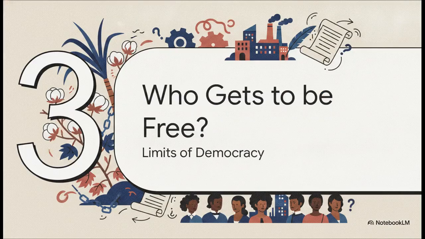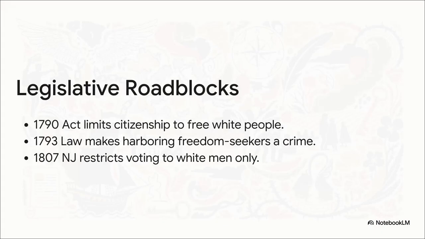Section 3. Who gets to be free? The limits of early democracy. Now, as the South expanded its slave economy at this dizzying rate, northern states were wrestling with their own shifting definitions of citizenship. Even in the North, legal barriers were piling up, systematically building what was essentially a white man's republic. And this is crucial because these laws set boundaries of exclusion that lasted for generations.